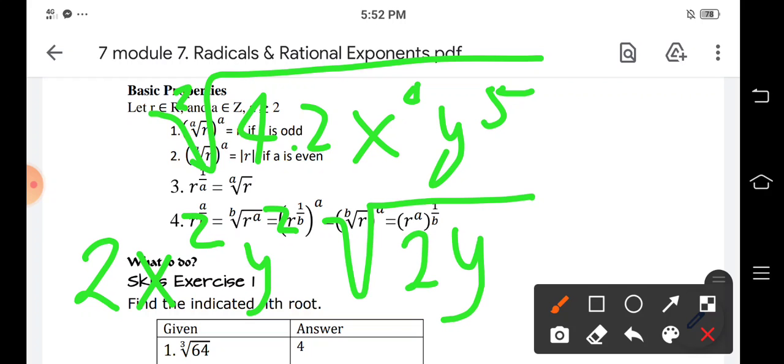So again, if you're going to factor 8, that is 4 times 2. 4 is a perfect square, so we can simplify it. The square root of 4 is 2, so we have here 2. Then, simplifying the square root of x to the fourth power, 4 divided by 2 is 2, so we have x squared. Then the square root of y to the fifth power is y squared. The remainder is 1, so we have the remaining y in our radicand.